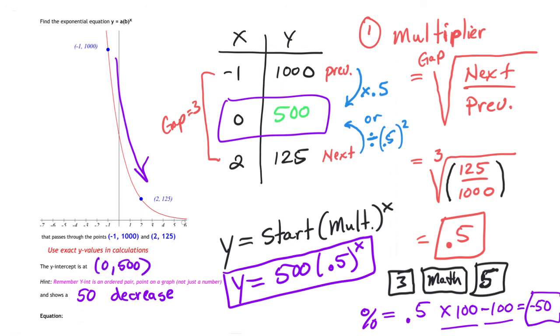Make sure you write it as a coordinate. And lastly, the equation will be y equals 500 times 0.5 to the power of x. Hopefully this video helps in getting those 3 answers, and good luck.